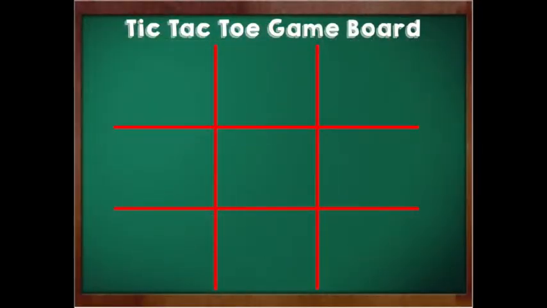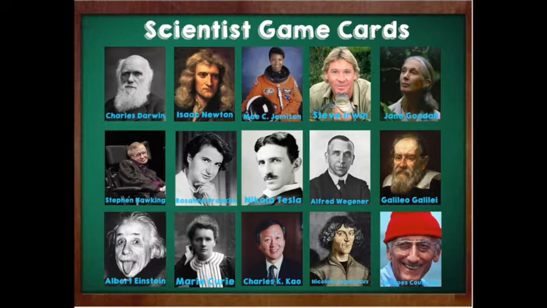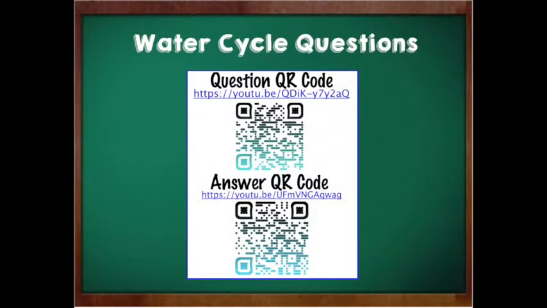You will start with the traditional tic-tac-toe board. You will also have a stack of scientist game cards. The faces of famous scientists are on one side of the game cards. These are just a few examples of the scientists you can use on your cards. On the other side of the game cards, there are two QR codes.